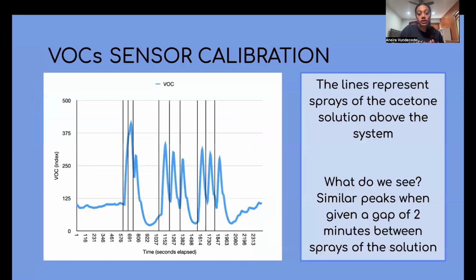And then for the volatile organic compound sensor, I validated accuracy by using an acetone test in controlled conditions. This rigorous approach ensures reliable data, which many systems fail to provide. At each of these black lines, I introduced a spray of an acetone solution above the sensor. As you can see in the two sets of three lines, each line is one spray of the acetone solution, and we can see those steady peaks and then drops every time. That shows that the sensor is able to pick up these readings and is responding similarly to all these readings.